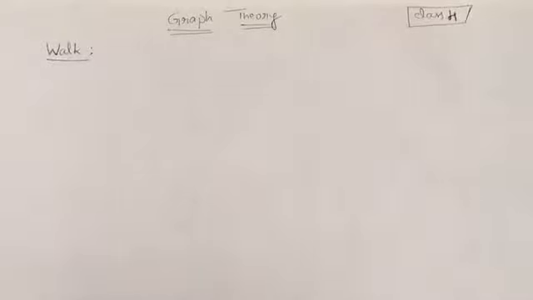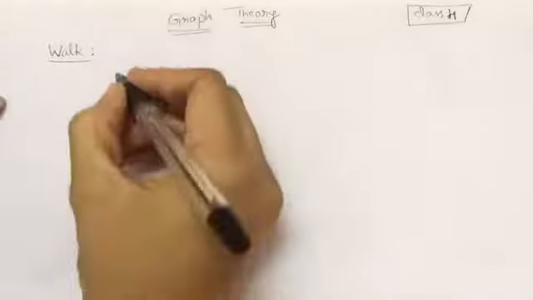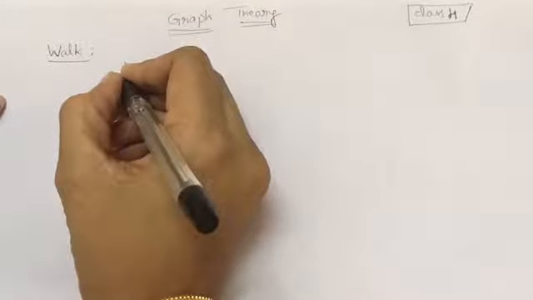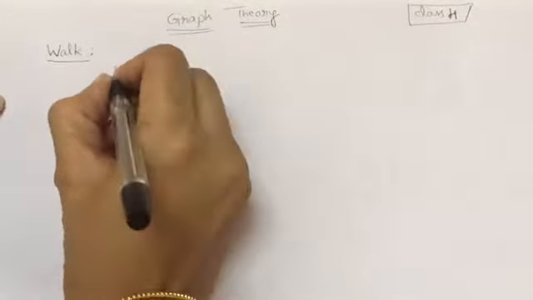Today let us learn a few more terminologies of graph theory. First one is walk. A walk is defined as a finite alternating sequence of vertices and edges.